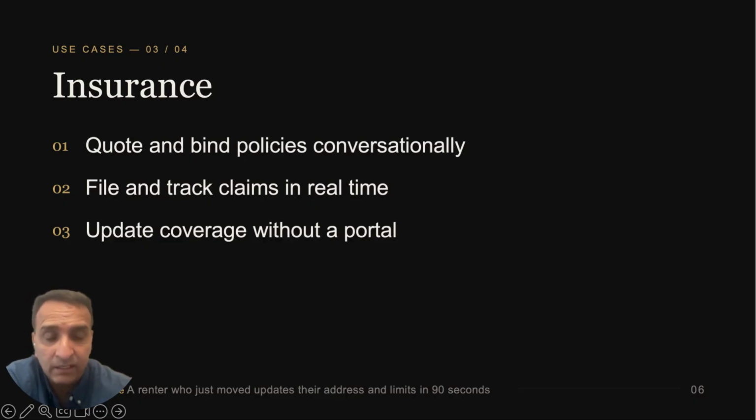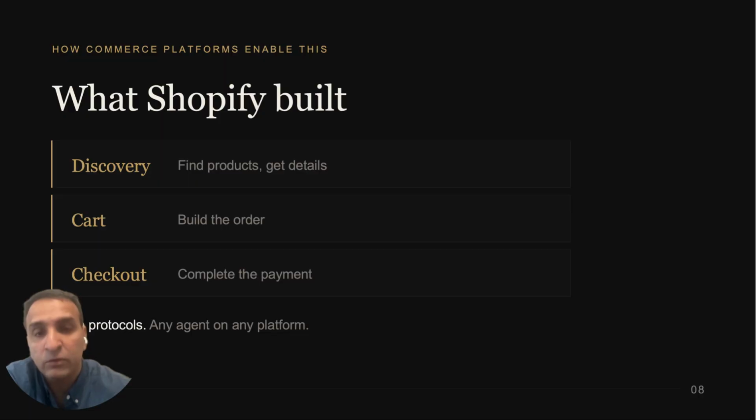Now, for this to scale, commerce platforms have to let agents in. This is where Shopify is doing exactly that. They've opened up their catalog so any AI agent can search the products, build a cart, and complete the checkout, all through standard protocols. Now, there are two key protocols in play here, which we're going to be talking about.